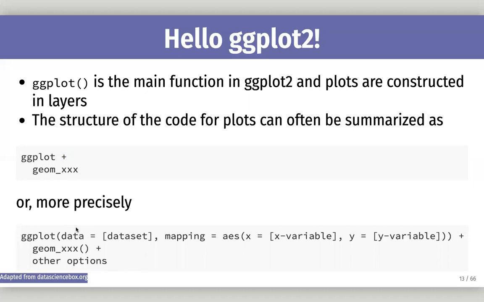So more precisely, this is exactly what it will look like. You'll start with that ggplot function. The first argument is going to be a data set. And the second argument is going to be your mapping. This will be how you want to map that data to your plot. And typically you're going to be mapping to the x-axis and the y-axis. So you would map that to x equals what you want the x variable to be. y is going to equal what you want the y variable to be. And then you can add these geometric objects or other options layered on top.